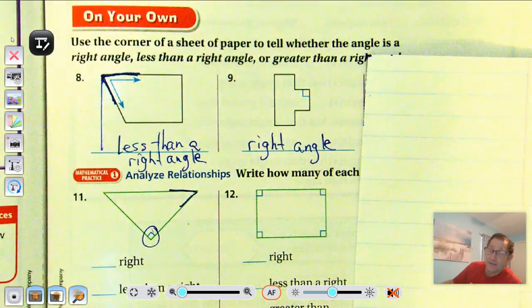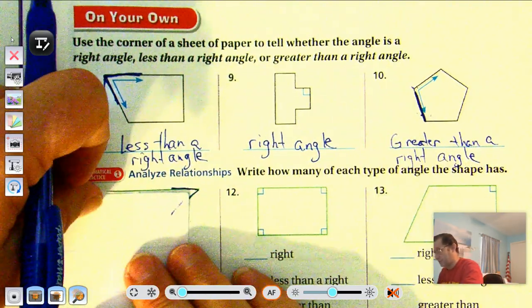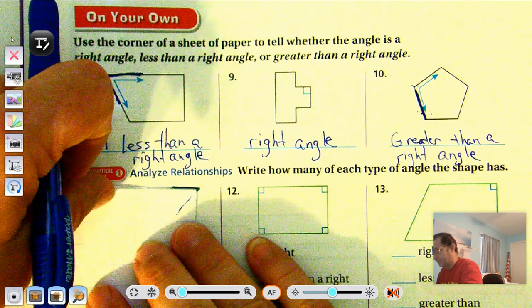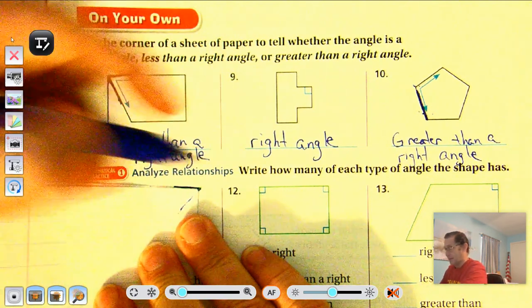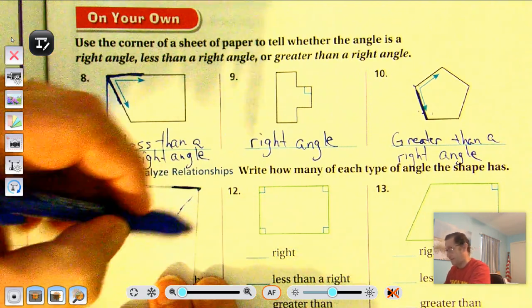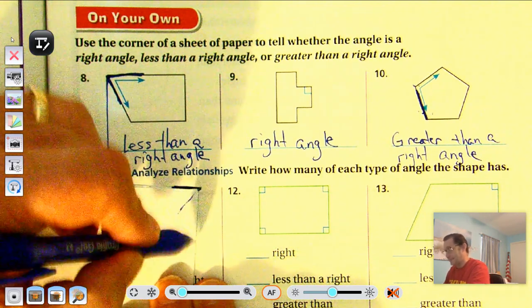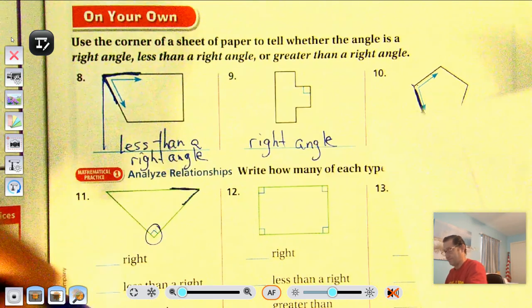To me, that looks like less than a right angle. Well, let's verify it. Put the corner of your paper so that the vertex and the corner of your paper match up. I can see the top of the line segment there. Top of the angle there. And I can't see the other side. So it's less than a right angle.